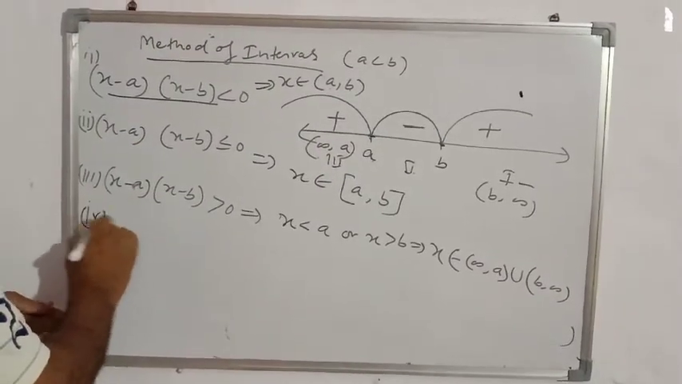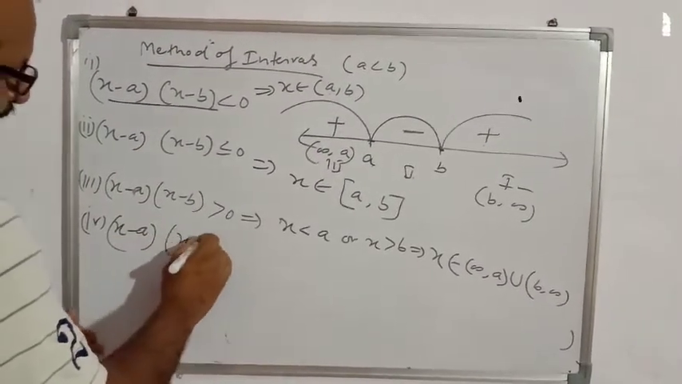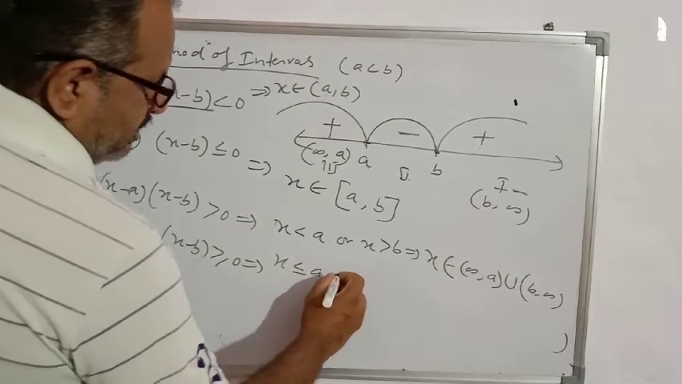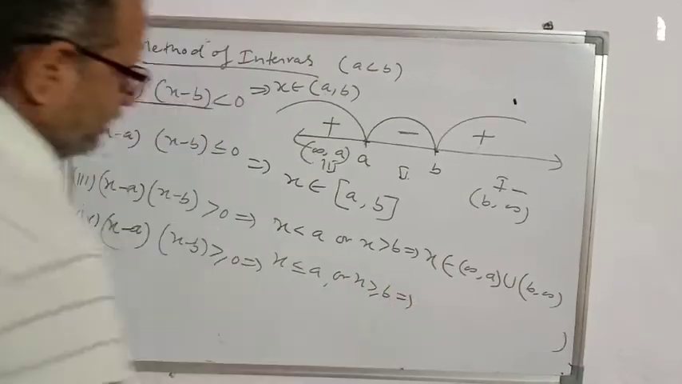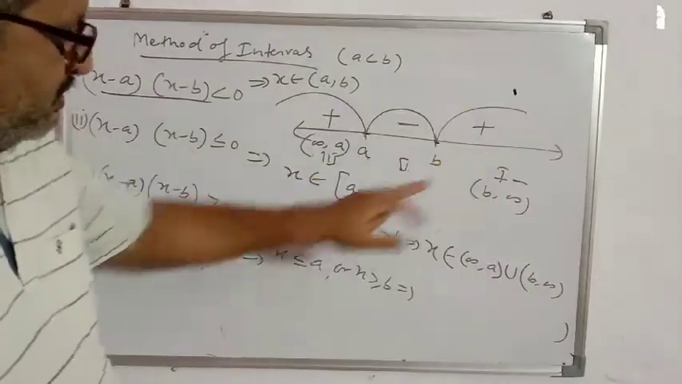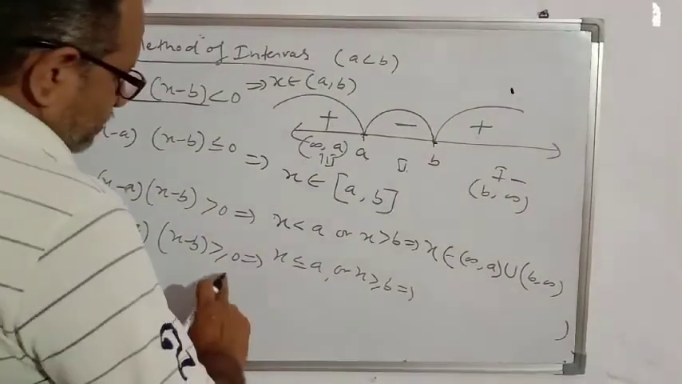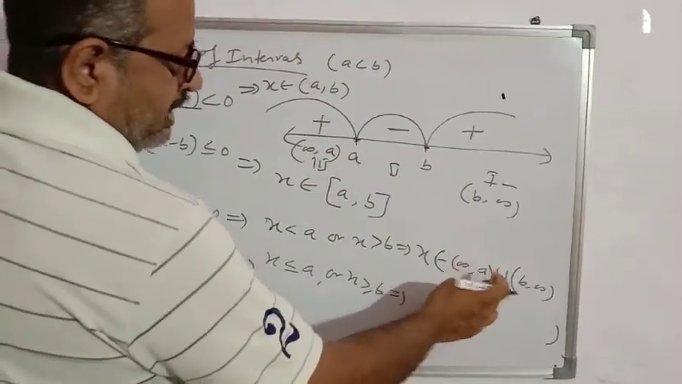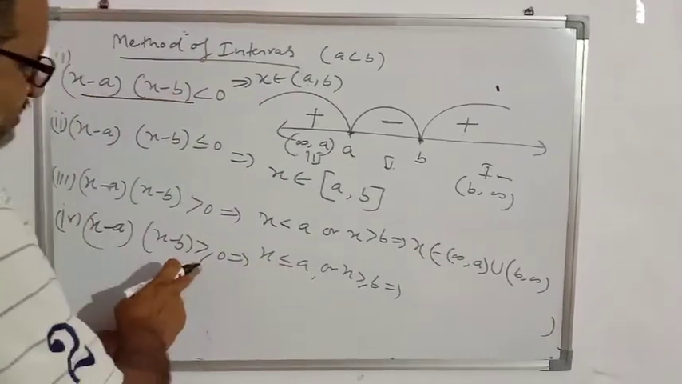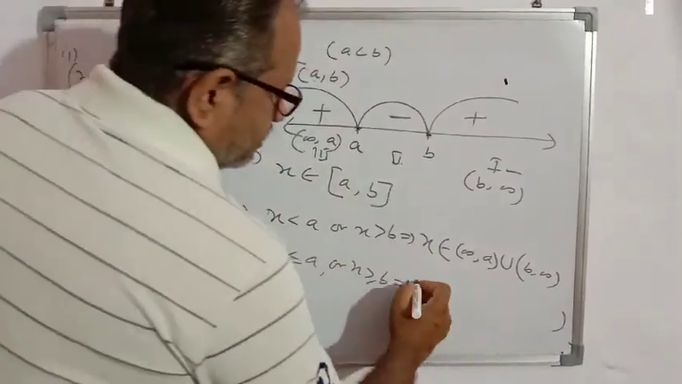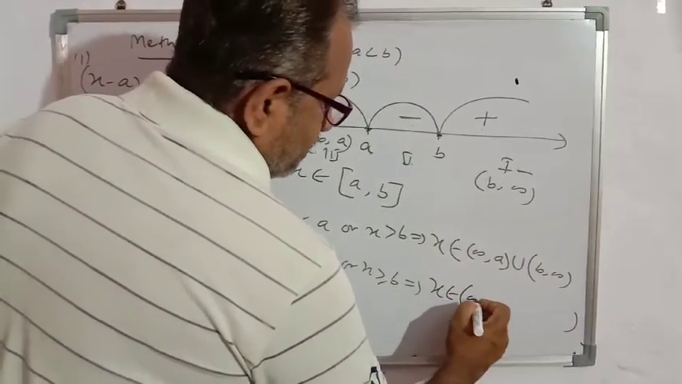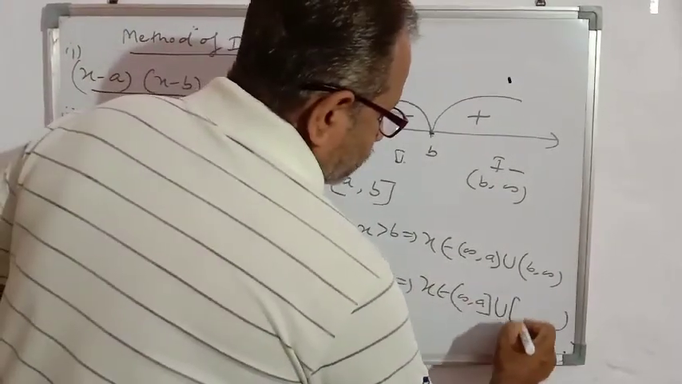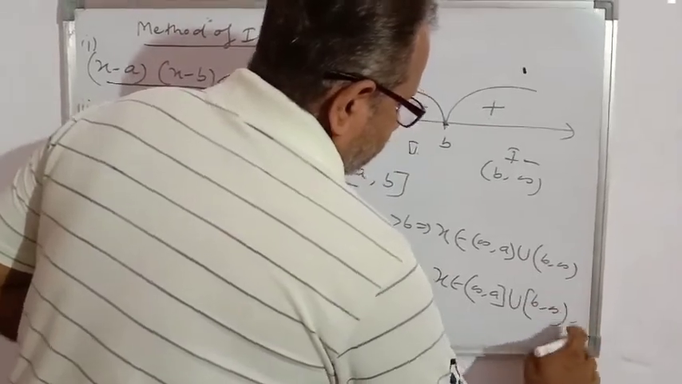And the last one, (x minus a)(x minus b) greater than or equal to 0. So here we will write x less than or equal to a or x greater than or equal to b. Greater than 0 means positive, and equal to 0 both. So in equal to 0 we will take b and a also. Here a and b are not counted, but when the equal sign is there we will take a and b also. So we will write x belongs to negative infinity to a, closed interval, union again closed from the b side to infinity.